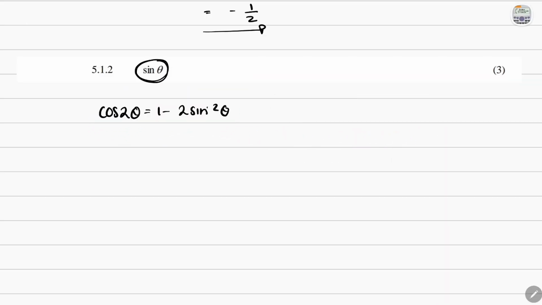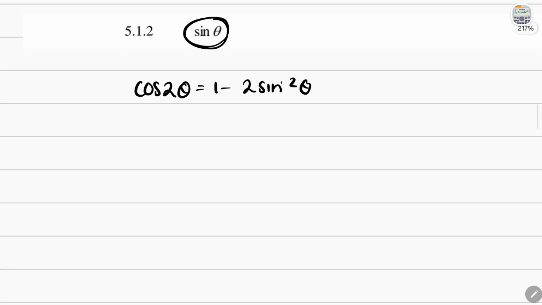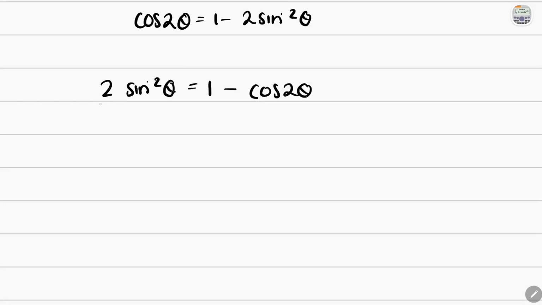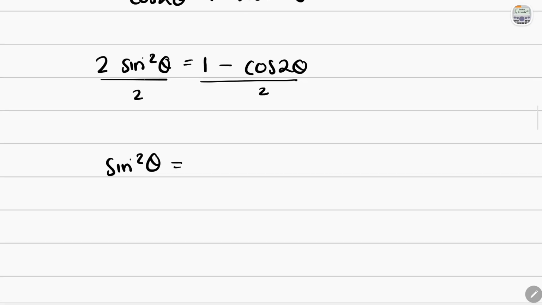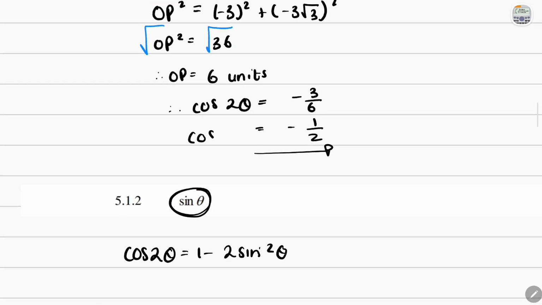And so our first goal is to make sine theta the subject so that we can find the value of sine theta. Okay, so how do we make sine theta the subject? We can transpose -2 sine squared theta, so it becomes +2 sine squared theta is equal to 1 minus cos 2 theta. And then we can divide both hand sides by 2. And we get sine squared theta is equal to, and at this point you can just substitute the value of cos 2 theta. We know that cos 2 theta from the previous question is equal to -1/2.